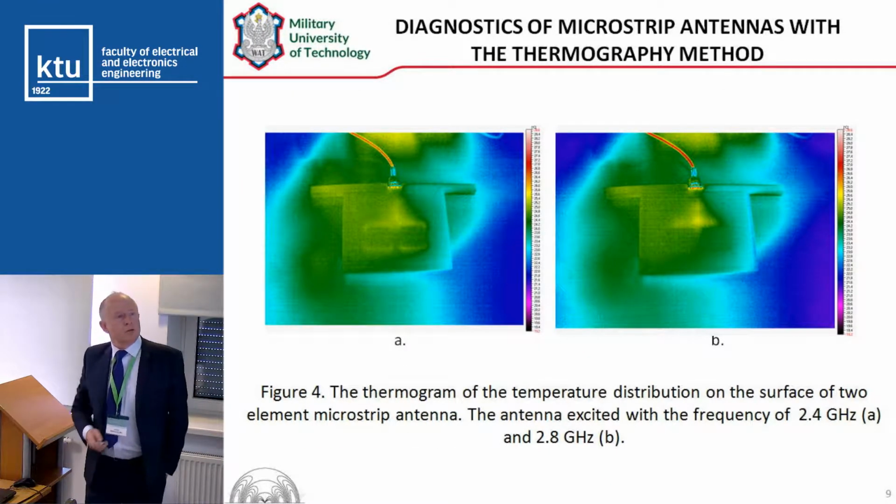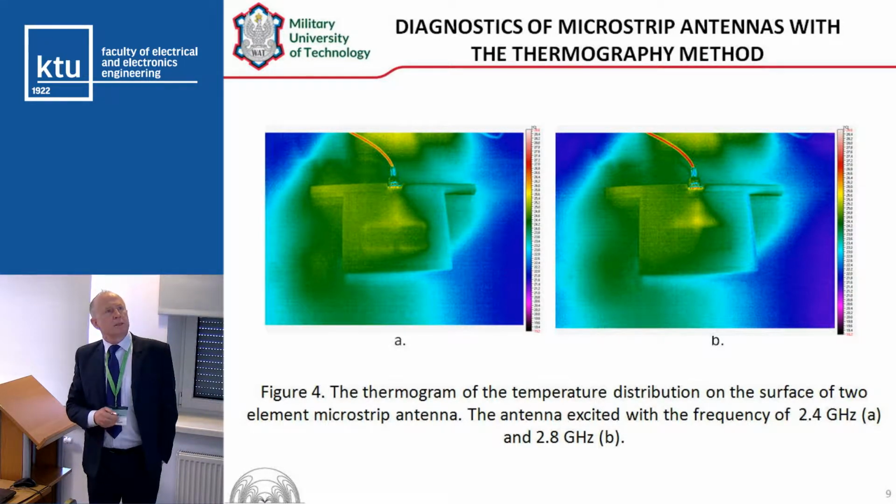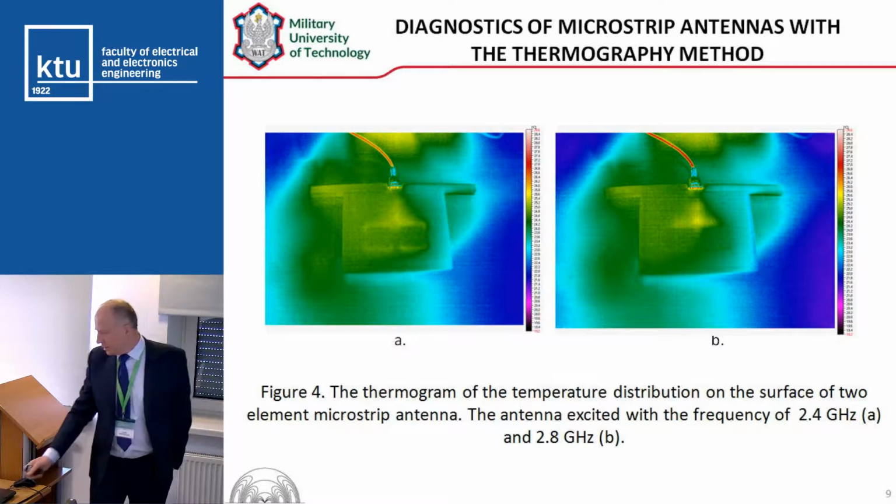You can see here the two element antenna, 1, 2. It is for 2.5 gigahertz. Second picture is 2.8 gigahertz. You can see here that the temperature is very low around the patches. But the temperature is higher in these places, near the antenna connector.